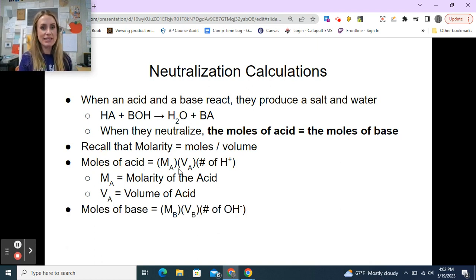And then moles of base, same thing. We get the molarity of the base times the volume of the base times the number of hydroxides there. Now, because for a neutralization calculation, the moles of acid has to equal the moles of base, I then just set these two equations equal to one another, and I get this equation right here. So we're going to do one example today, and that's it.